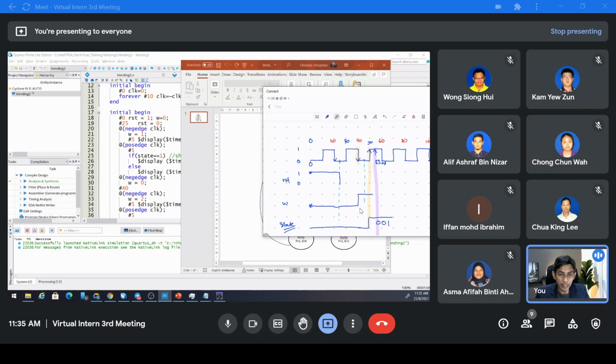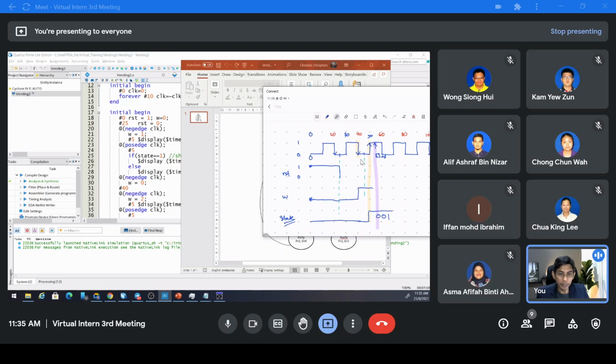When the input changes here, it will not immediately change to the next state, but it will change to the next state at the first positive edge after the input change. So the input changes here. We should go to state 1 if we insert 10 cents.